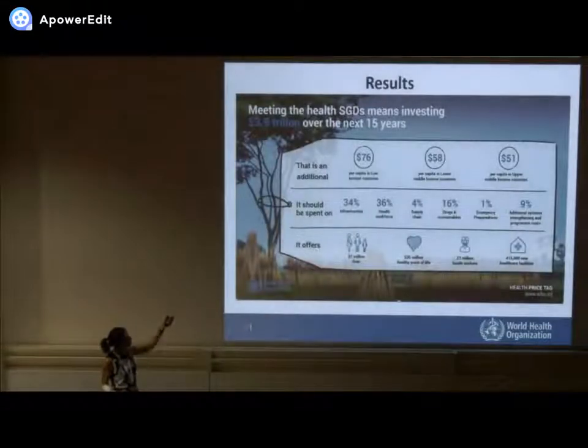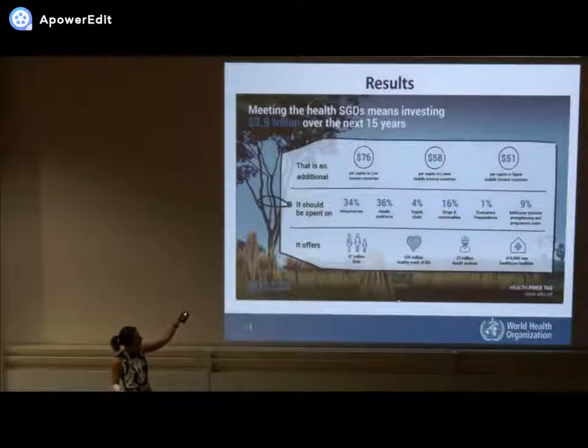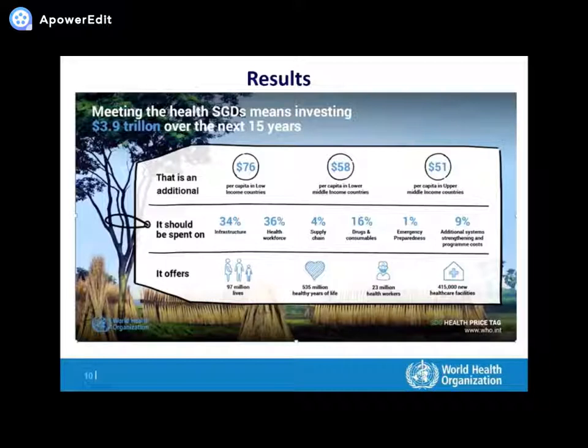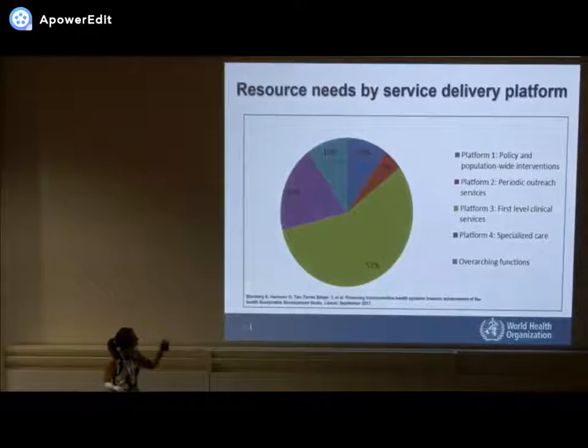So very brief in results. For our model, we say we need an additional $76 in low-income countries, an additional $8 in lower middle-income countries, and an additional $51 in upper middle-income countries. These are average numbers, so countries will need different amounts. But we can see the main drivers are really infrastructure and health workforce, and we see that across all countries. The main platform is first-level clinical services, so we're seeing where we need to invest. So it's really a key message for primary health care.